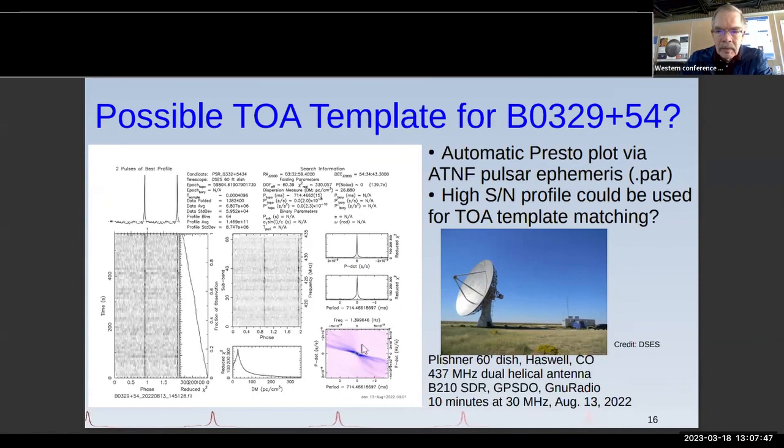And so, after we'd collected these, and I got this one, I thought, wow, that's one of the better ones we've collected. It looks very nice and strong. And I realized, oh, this could be a high signal to noise profile that I'd read about to use for the template. So this could become a template if we wanted to do TOA studies.